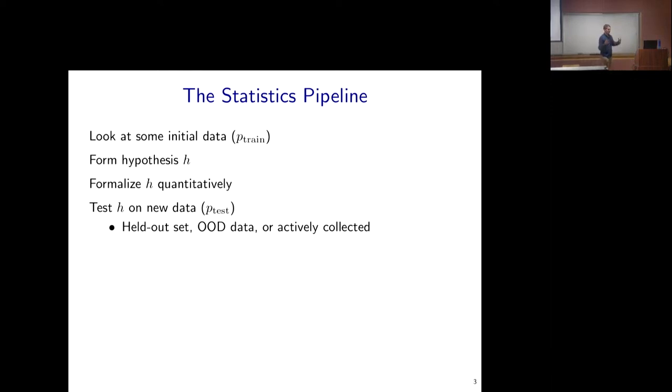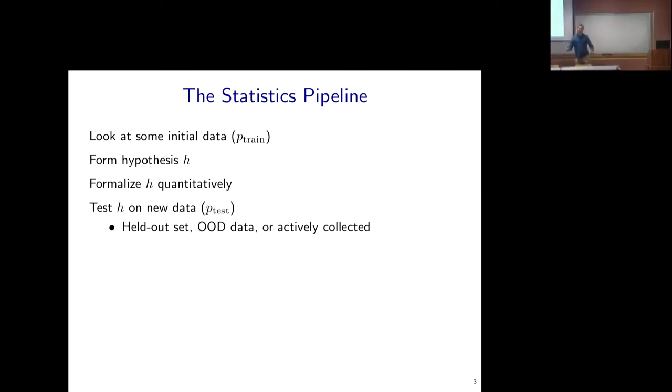what does it mean to do statistics? I claim that most statistics looks like this four-step pipeline. We look at some initial data. We form some hypothesis. So this might be: we look at a bunch of instances of behaviors of some model that we're trying to understand, and we form some hypothesis about how it tends to behave in general.